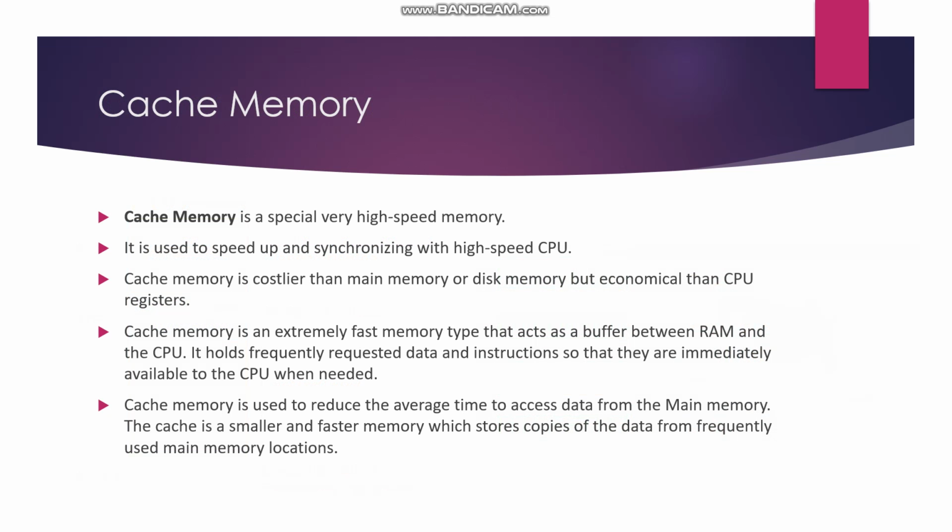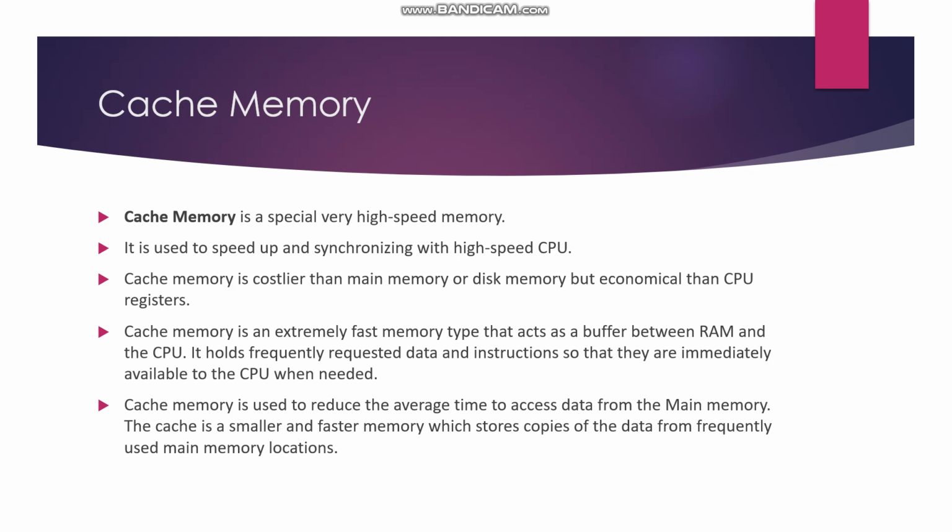Next is the topic cache memory. Cache memory is very special, very high speed memory. It is used to speed up and synchronize with the high speed CPU. Cache memory is costlier than main memory or disk memory but more economical than CPU registers.